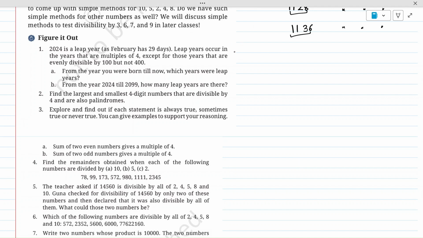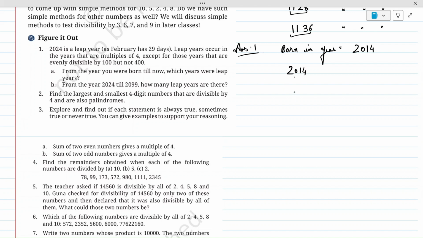So let us take that you were born in the year 2014, let's say. From 2014 till 2025, let us write down the years. Let's start doing this. Now I want to find out whether each year is a leap year or not.